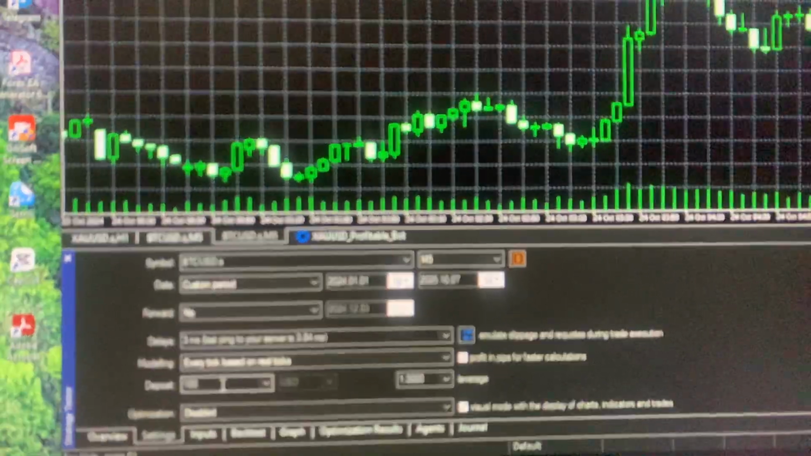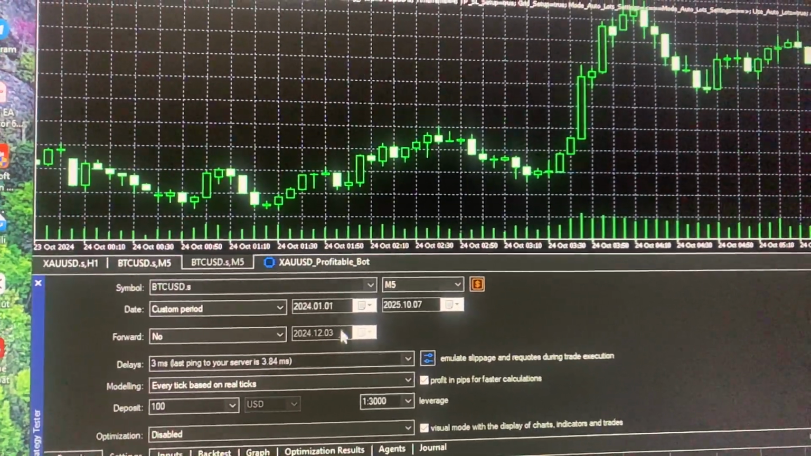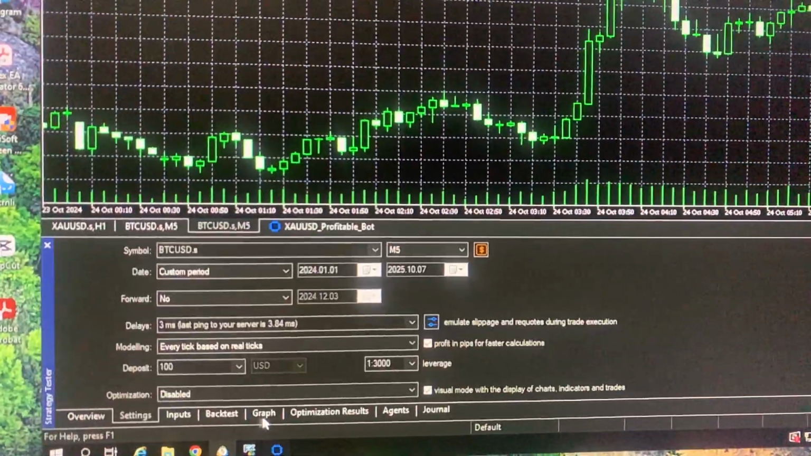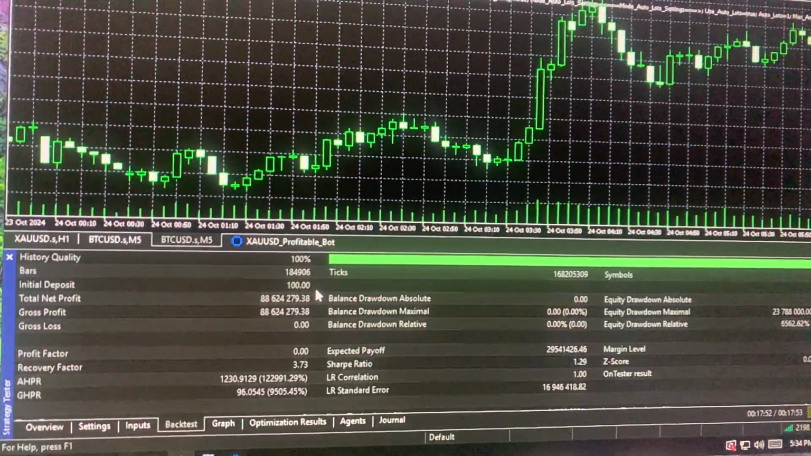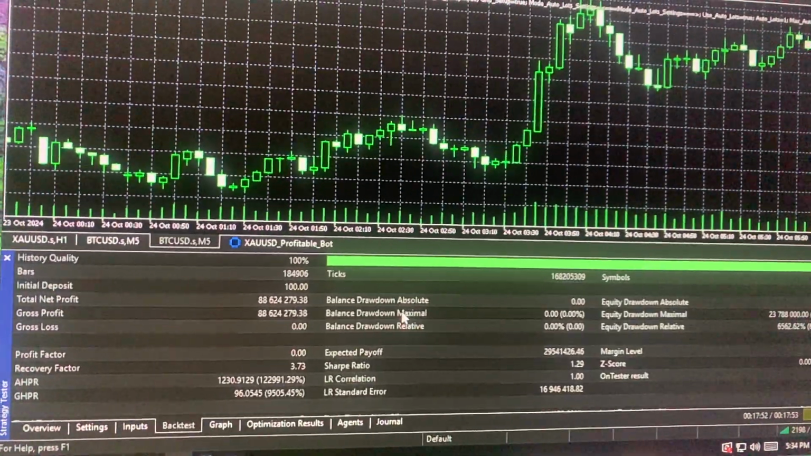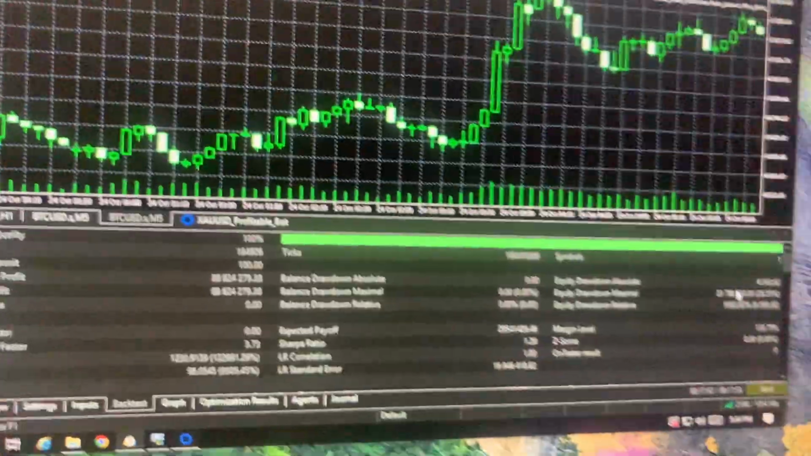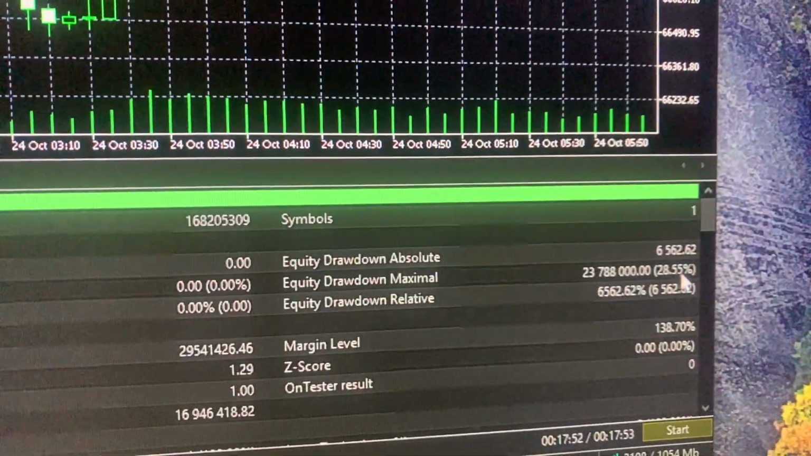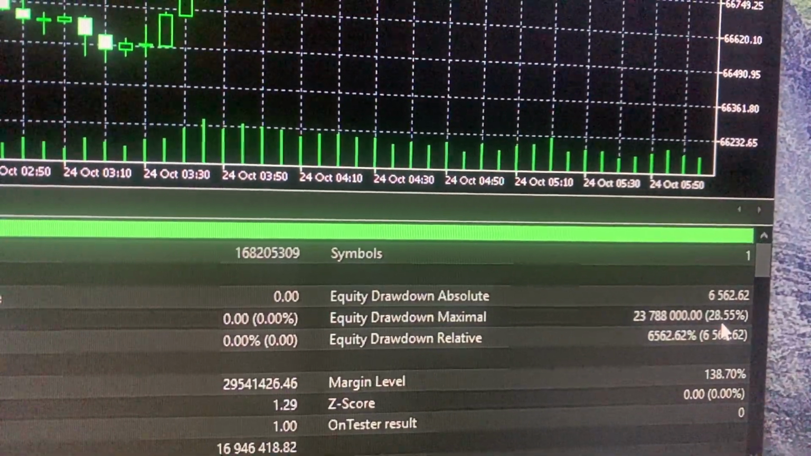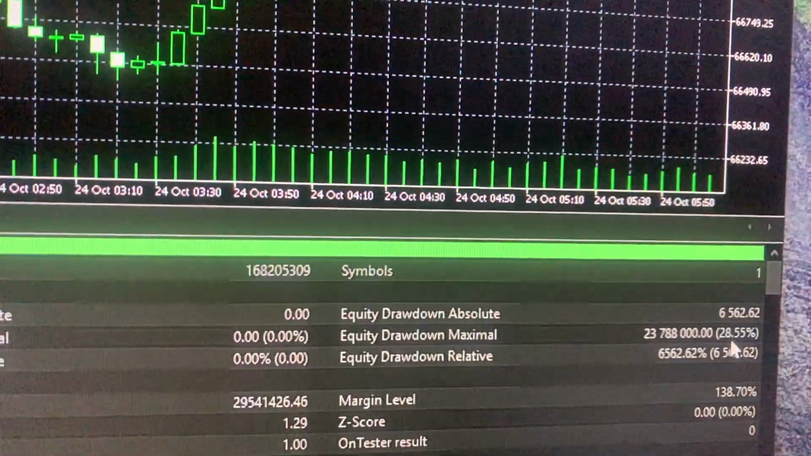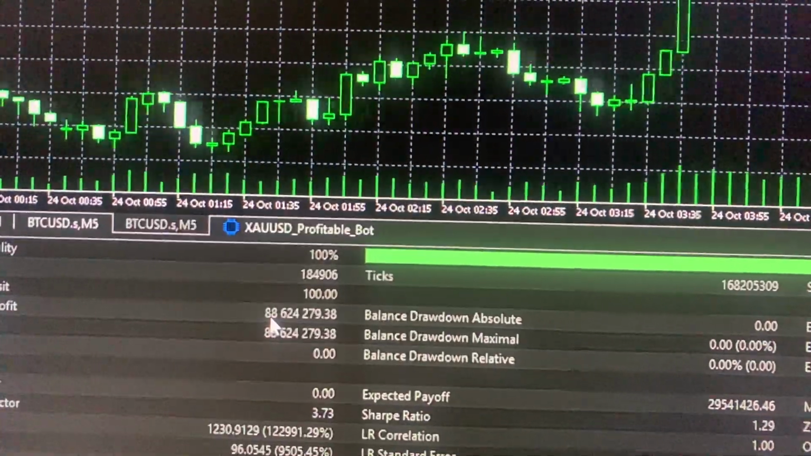The initial deposit is this. So after running the back test, the results: the maximum drawdown is 0, and the equity drawdown is 28%. Okay, and you can see this is it.